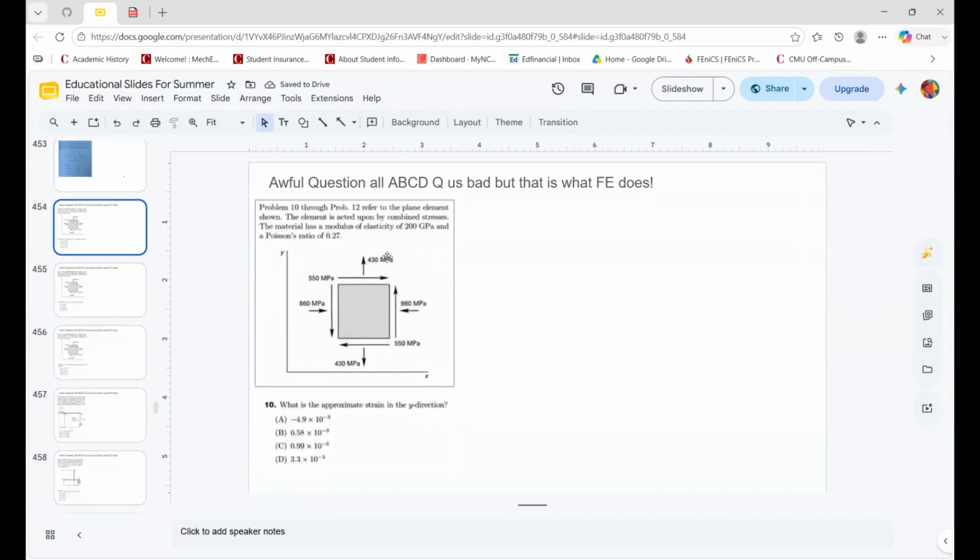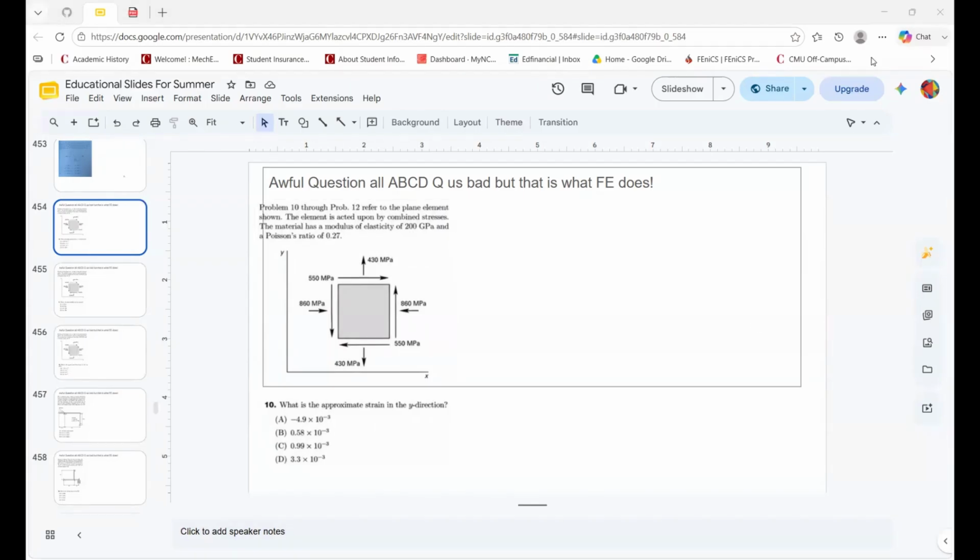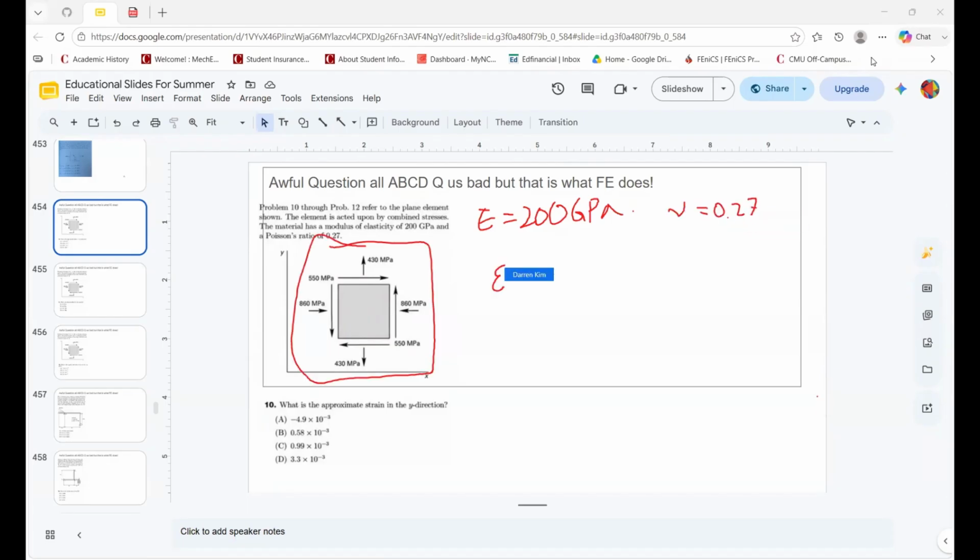All right, what's the approximate strain in the y direction? Okay, so this is doing the same thing again, I think. We're just doing this again, aren't we? Oh, we're doing this, never mind, I take it back. So this is given, and we have the Young's modulus over here, which is basically 200 gigapascals. We have Poisson's ratio of 0.27. We have this form over here, and we need to get epsilon x, or epsilon y.